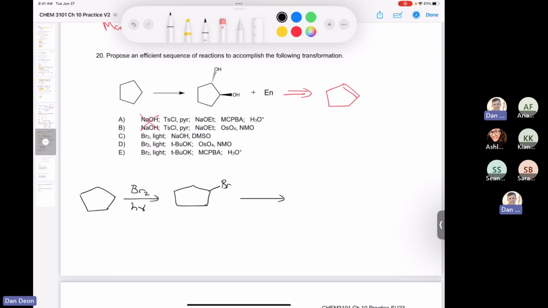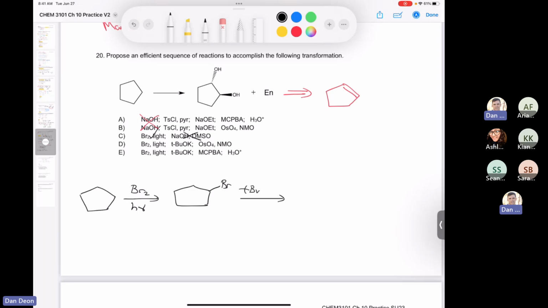Now, if we want to convert that into cyclopentene, we have to do a deprotonation. So what's going to be our best choice here? Our best choice is not going to be C because it starts out with bromine and light, but then it has sodium hydroxide and DMSO. That's going to do an SN2 reaction. We don't want to do that. So you can see that the next 2, D and E, they both have potassium t-butoxide.